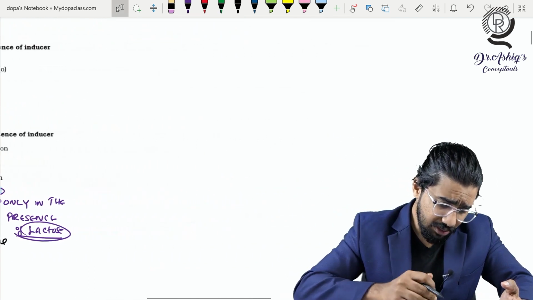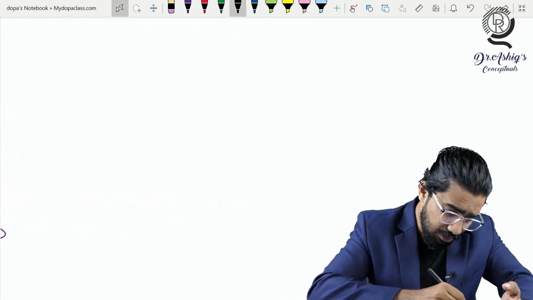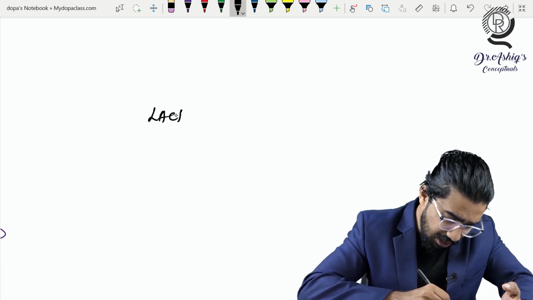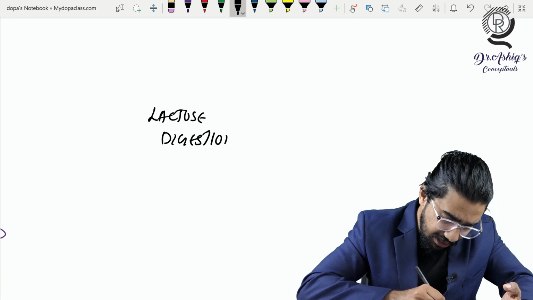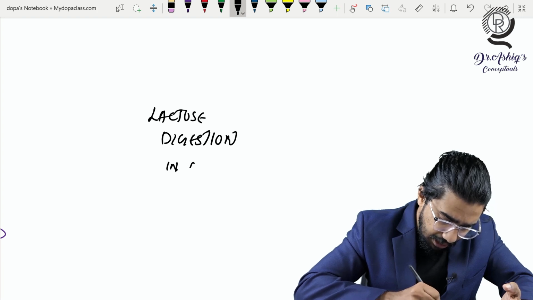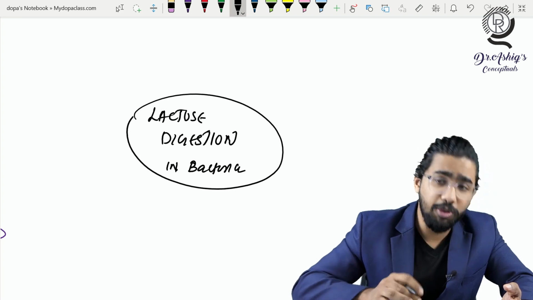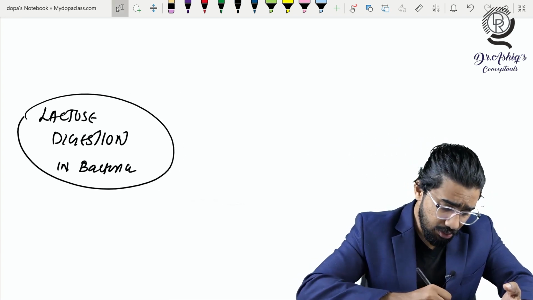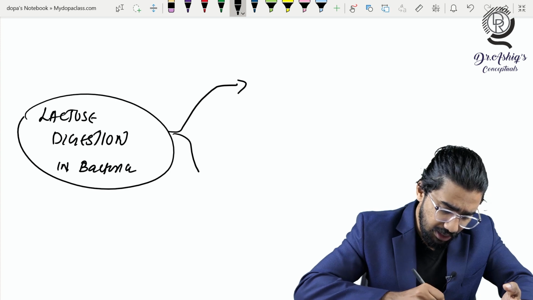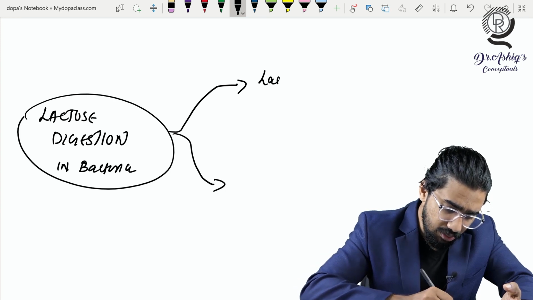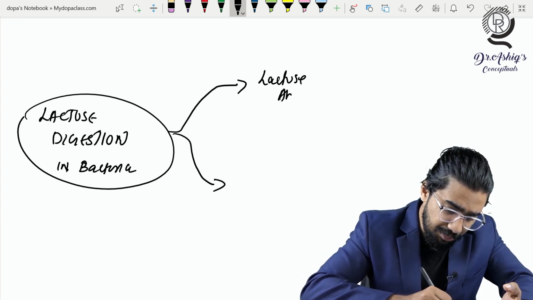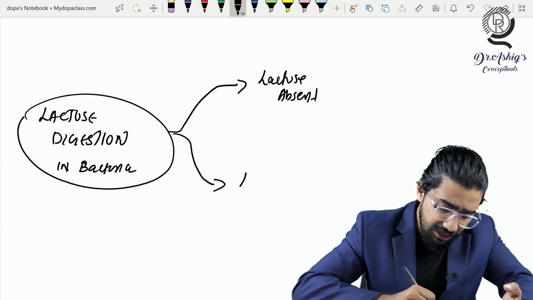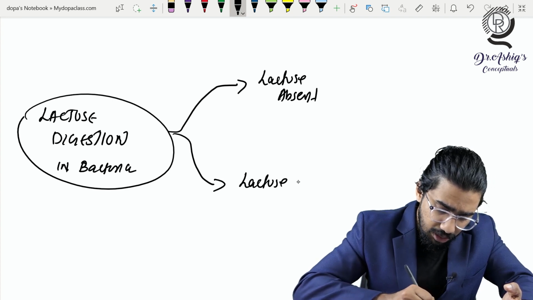The Lac Operon is for lactose digestion in bacteria. You have to understand, this is only for bacteria, only in prokaryotic organisms, not eukaryotic organisms. There are two conditions: one condition, the lactose is absent; the other condition, the lactose is present.